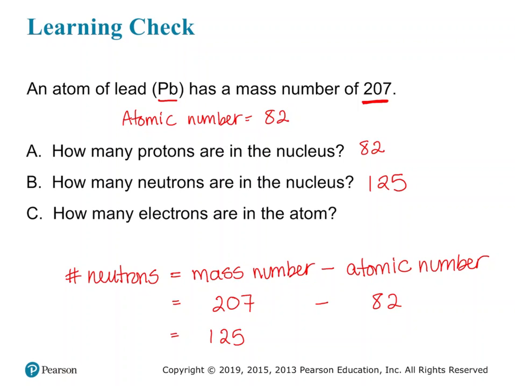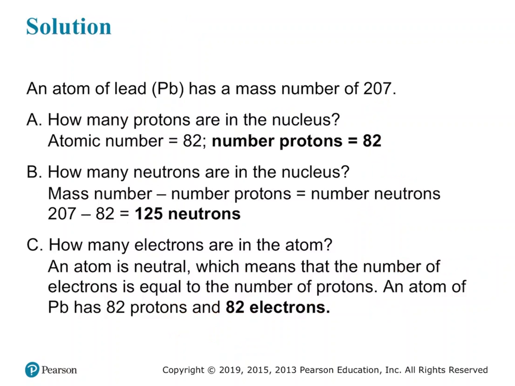So now how many electrons are in the atom? 82, same as the number of protons. All right, so hopefully that helps you to better understand protons, neutrons, electrons, and how they contribute to the mass of an atom. So here is the solution slide if you need that later.